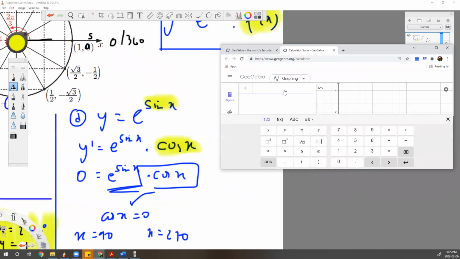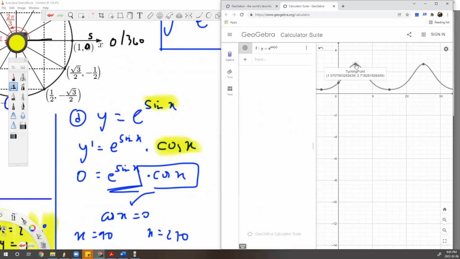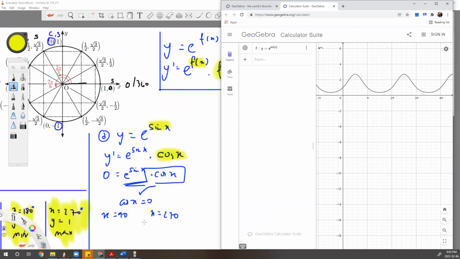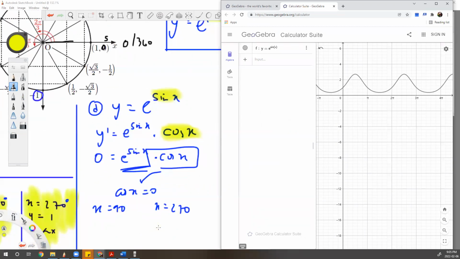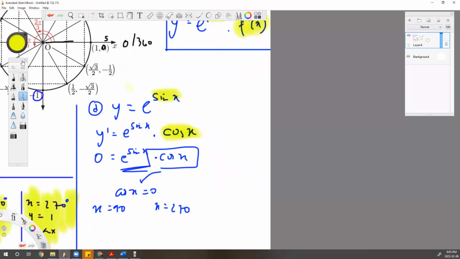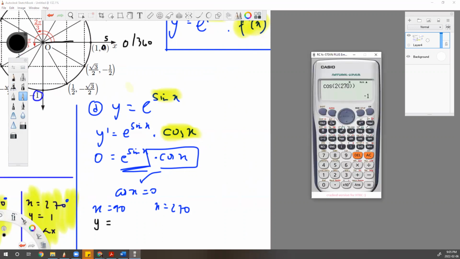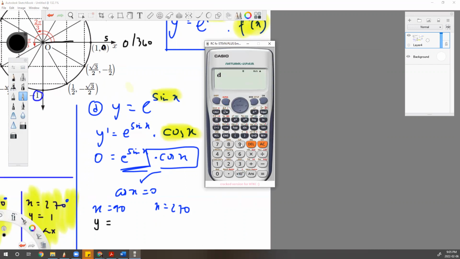y equals e power sin x. y equals e, not this e. e power sin x. Oh yeah, cool. 90, right? This is pi over 2. 90, the maximum. Oh, I forgot to put the y. So y equals, let's put on the equation, e to the power of sine 90.